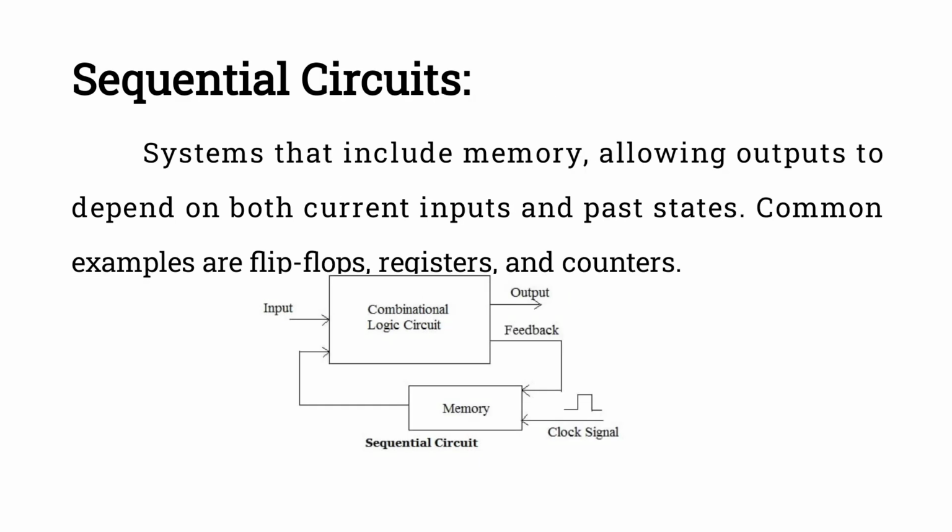Next, sequential circuits. Here, the output depends on both the present input and the previous output. So, in the diagram, it uses memory as feedback and it also uses the clock signal to generate the output. Examples are flip-flops, registers and counters.